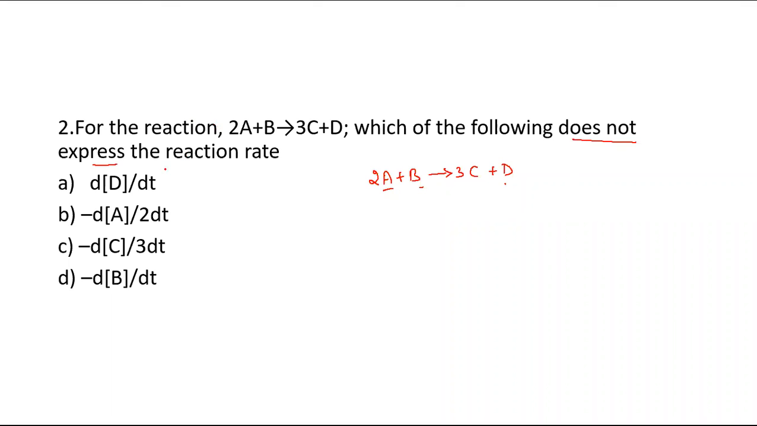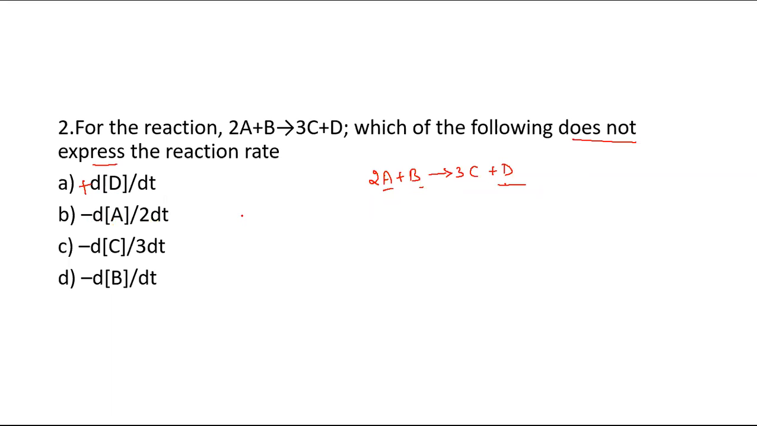See, the first option is, if nothing is there, that means it is plus. Understood? Plus dD by dt. That is the expression of the product. It is correct, yes, this matches. And since here we do not have any coefficient, there is no fraction here either. Okay, this is fine. Next, minus dA by 2 dt.